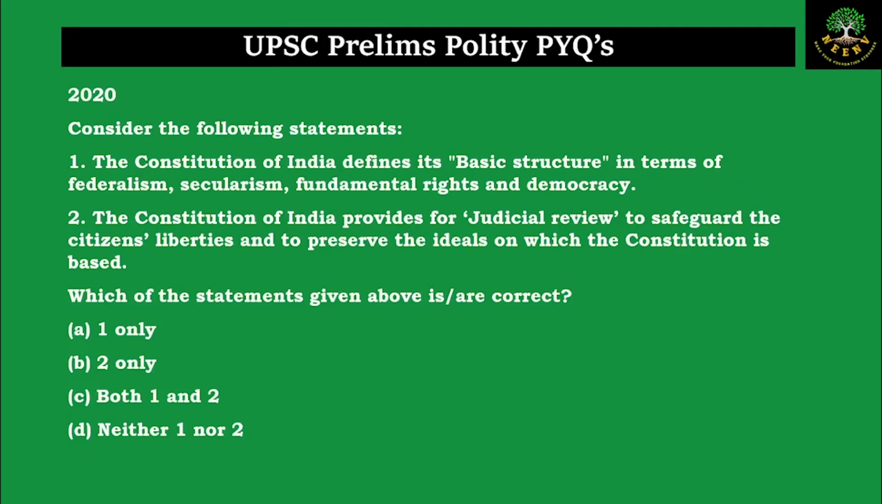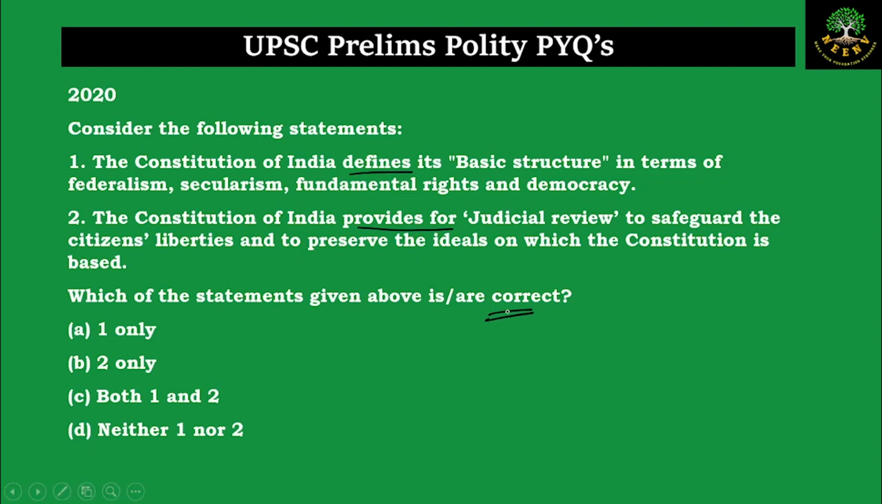Let us discuss the next question now. This is from the year 2020. Consider the following statements. The Constitution of India defines its basic structure in terms of federalism, secularism, fundamental rights, and democracy. The Constitution of India provides for judicial review to safeguard the citizens' liberties and to preserve the ideals on which the Constitution is based. Which of the following statements are correct?